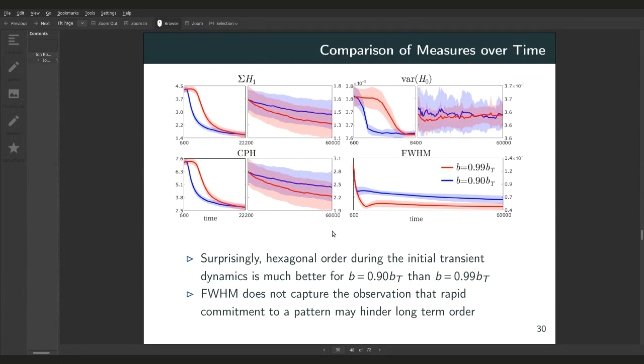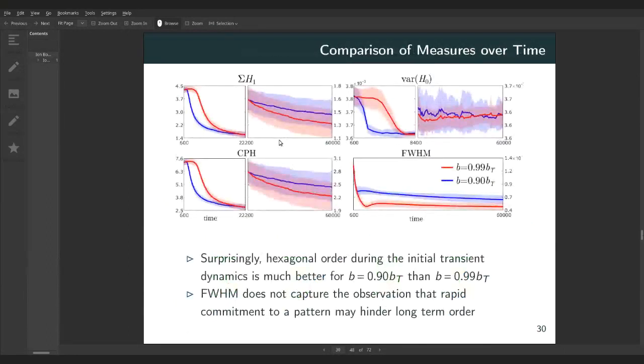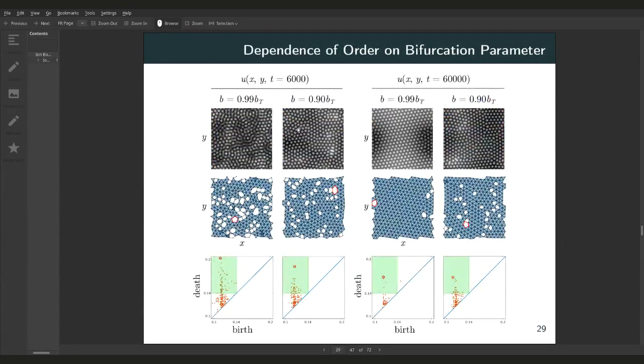And so the thought here is that there's a rapid commitment to a pattern. We can see here that very early on, a pattern is committed to, and then defects have to slowly work their way out, if you will. This quick commitment actually hinders long-term order. A slow commitment to a pattern will actually allow the system to more or less jostle into place, if you will, into a better ordered system.